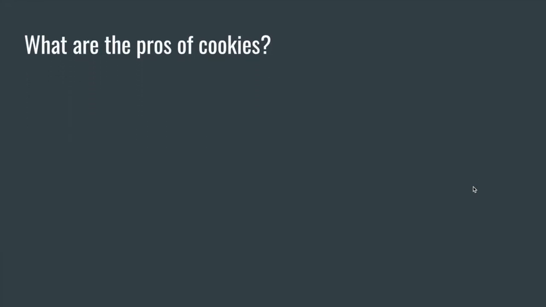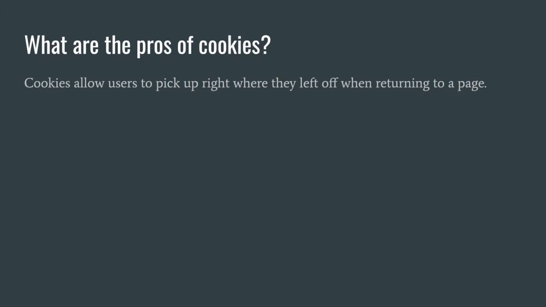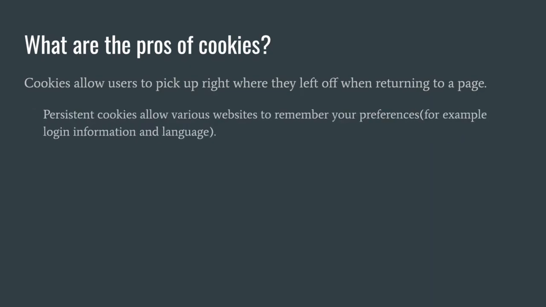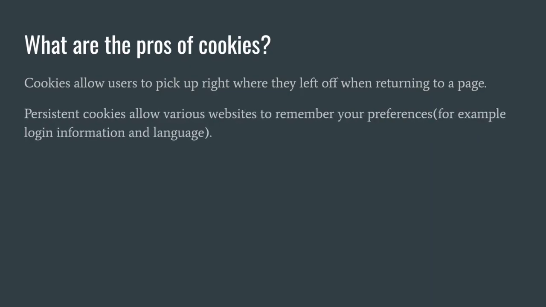What are the pros of cookies? Cookies allow users to pick up right where they left off when returning to a page. This is seen with persistent cookies. Persistent cookies allow various websites to remember your preferences. So if you were to create an account somewhere, persistent cookies allow you to remember your login information, or if you were to have changed your language, it remembers that too.